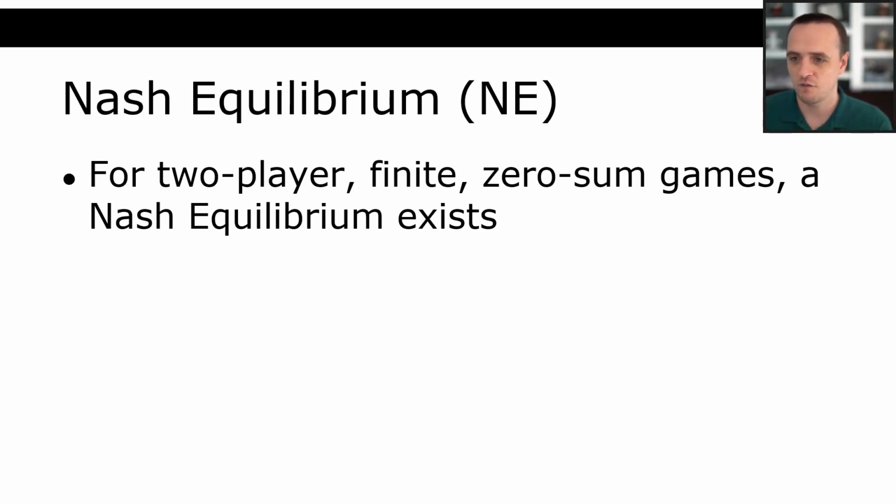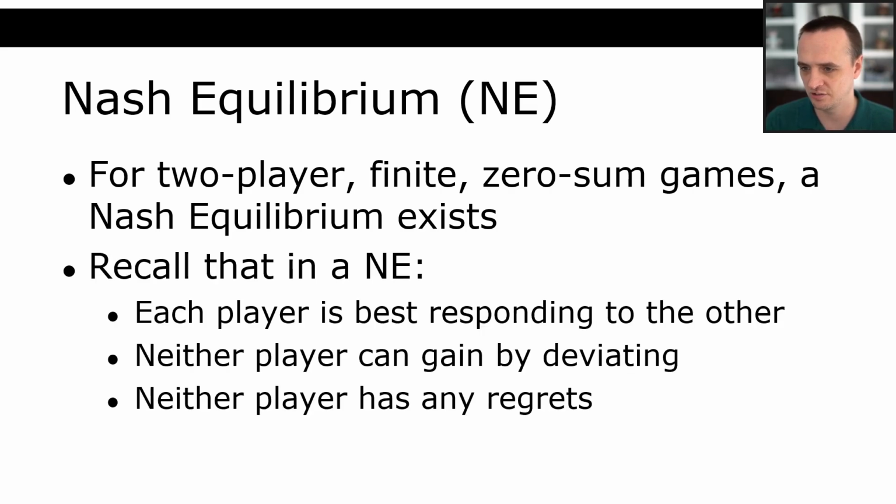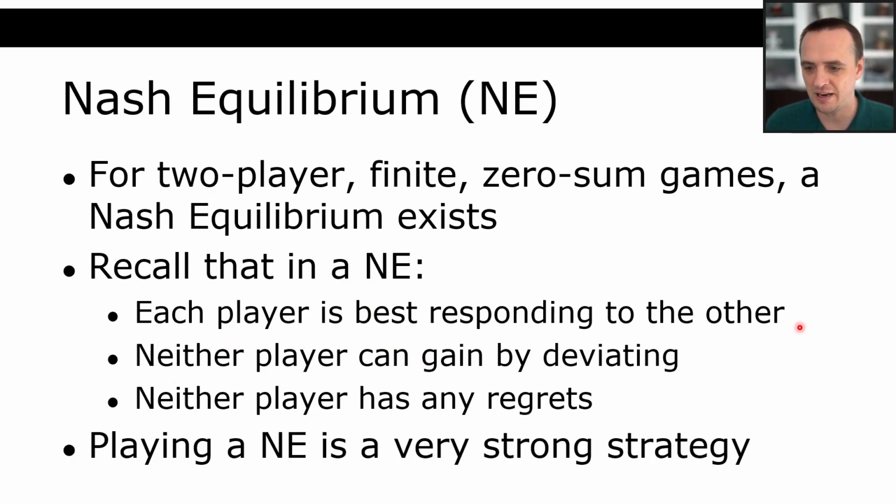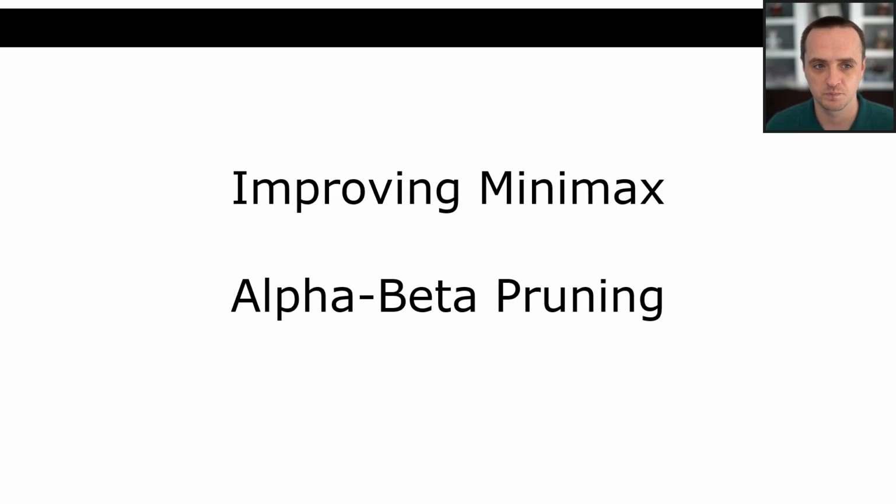So we talked about Nash equilibrium last time. There's a really cool thing for two-player, finite, zero-sum games, a Nash equilibrium exists. And recall, each player is best responding to each other in a Nash equilibrium. Neither player can gain by deviating, and neither player has any regrets. So playing a Nash equilibrium is a very strong strategy. Cool. That's MiniMax. MiniMax will approximate the Nash equilibrium. We've already shown that playing the Nash equilibrium is something you probably want to do. Therefore, MiniMax is going to give you a very good move.